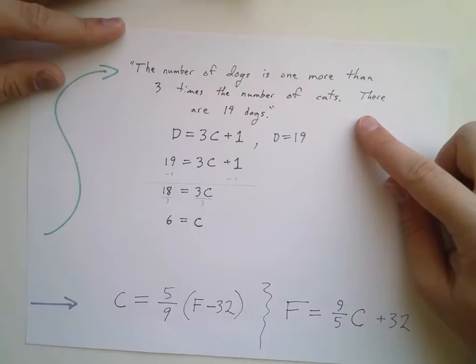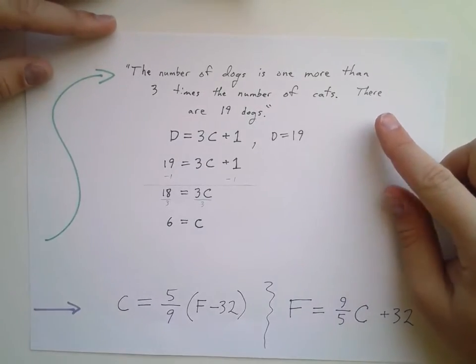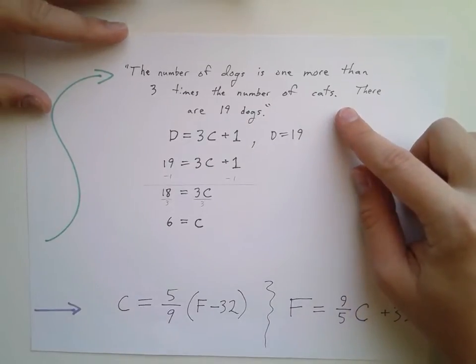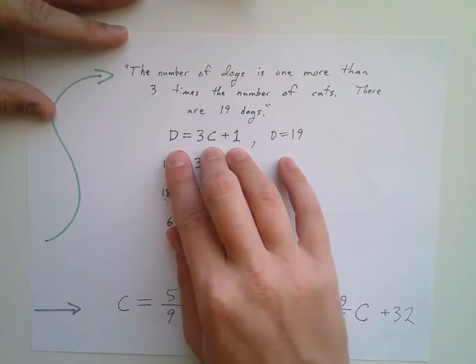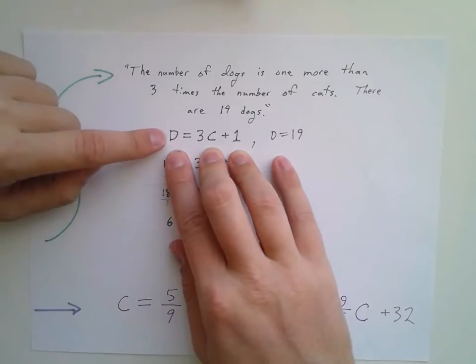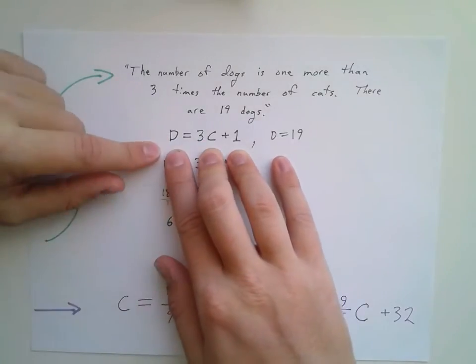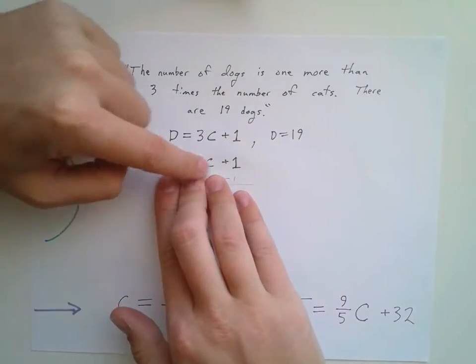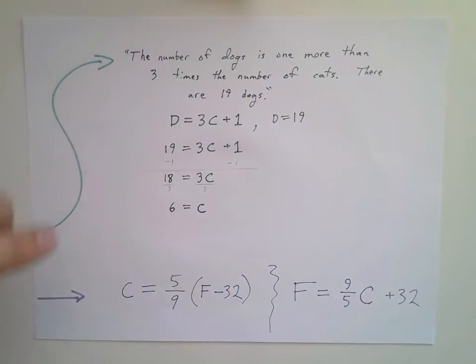So the number of dogs is 1 more than 3 times the number of cats. There are 19 dogs. So at this point, you don't know the number of cats. But if you write out what you do know in equation form, just using a D for dogs and C for cats, and then you can just put that number in for D, then you can solve it for C. And now you know what C is. It's the number of cats is 6.